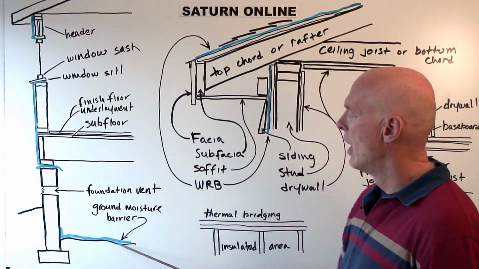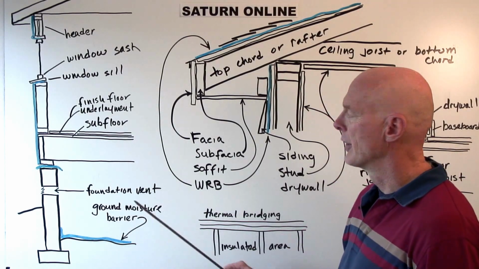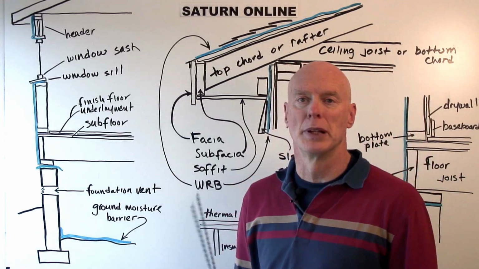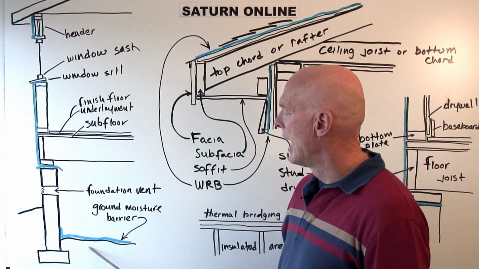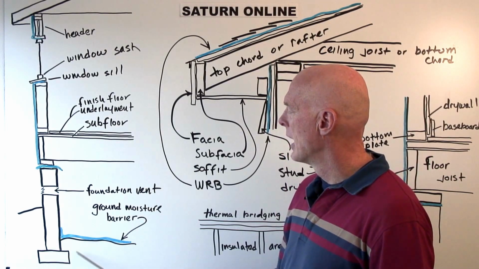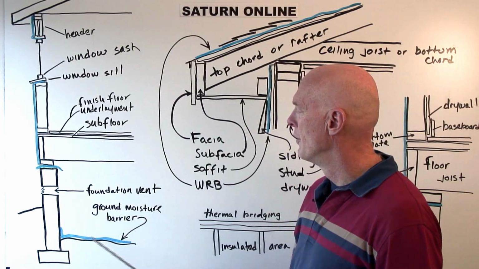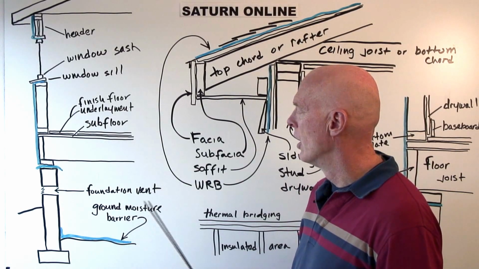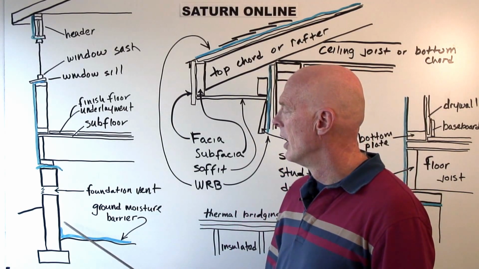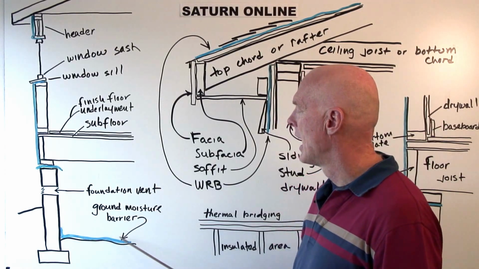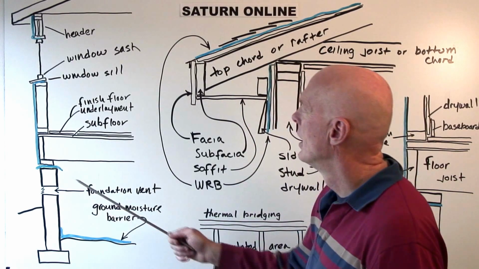Here we have the ground and the ground moisture barrier. The ground moisture barrier is a piece of plastic that protects the house from moisture coming up through the ground. That's the ground moisture barrier, a very important element of any home. A lot of homes don't have ground moisture barriers, but almost every home should have one if it has a crawl space.